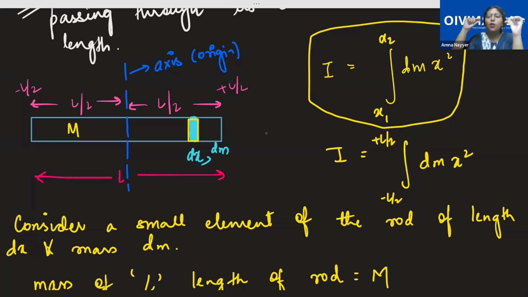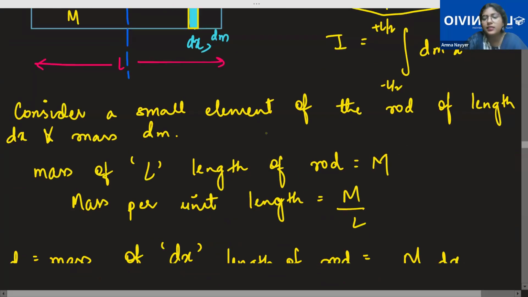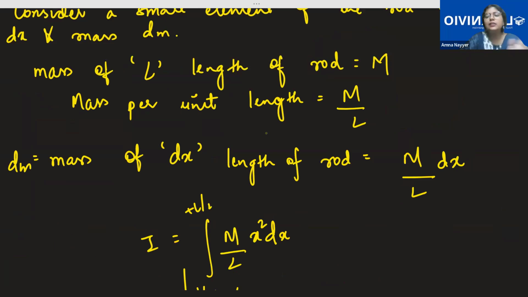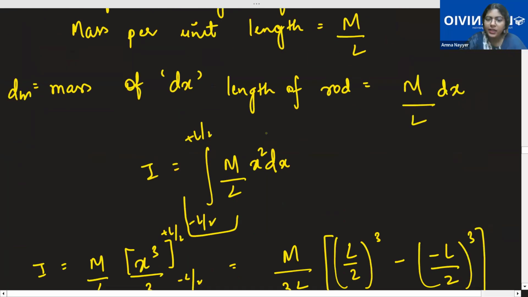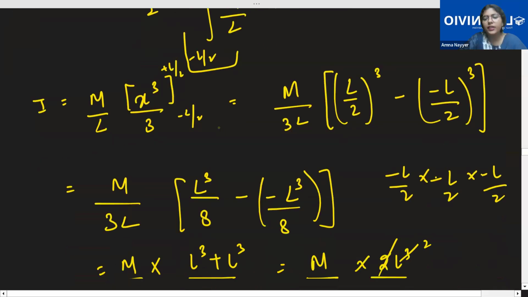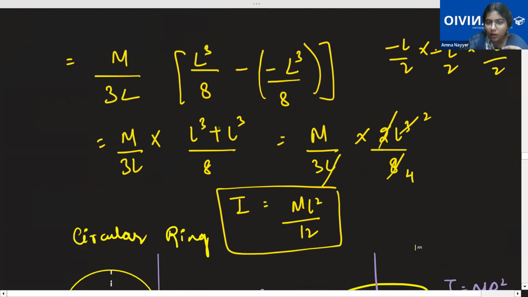So the rod of length L has mass m. Mass per unit length will be m by L. So for unit length, 1 meter, it is m by L, and for how much length do we require? dx. So the mass for length dx will be m by L into dx, and that is dm. So you put it here, m by L dx, and x square was already there. You integrate it from minus L by 2 to plus L by 2. When you put in all the values, you will finally get the answer as ml square by 12.